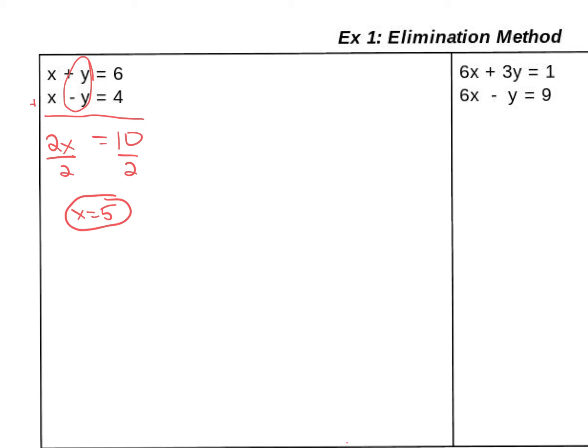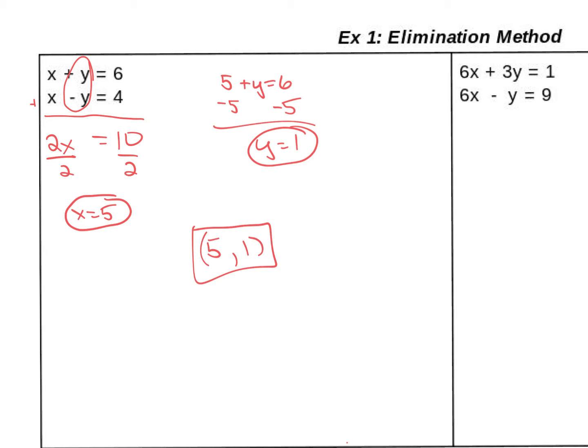And this is where we're going to use the substitution method to solve back through. If we look at that 5, that's an x, so we can say 5 plus y equals 6. Then if we subtract 5 from both sides, we now have y equals 1. So our answer would be x is 5, y is 1, and that would be our intersection point.